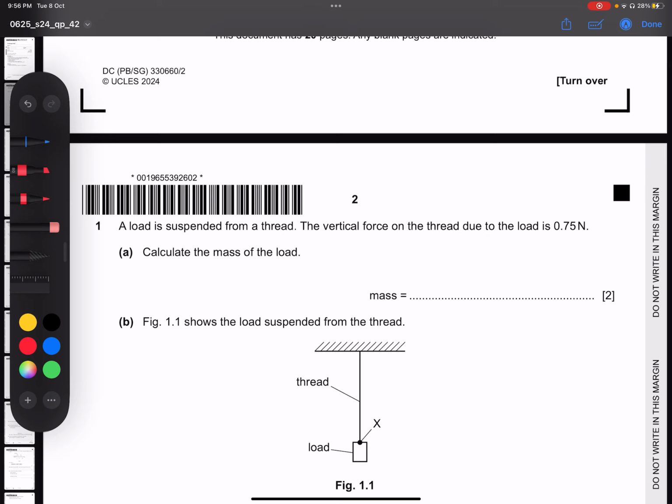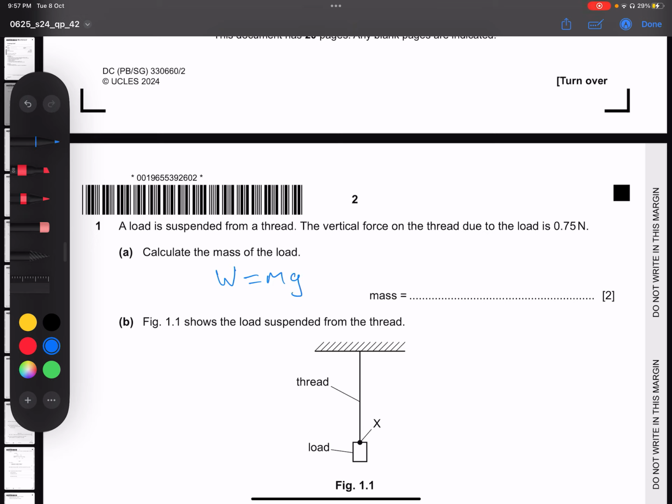For the first question, a load is suspended from a thread. The vertical force on the thread due to the load is 0.75 Newton. So we know that any force on the thread would just be because of the weight of the load. Since weight is a force that acts vertically downwards, the vertical force on the thread would just be the weight.